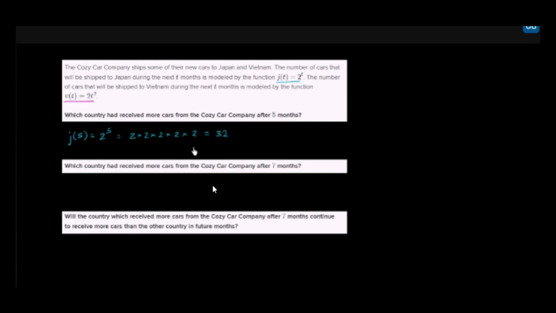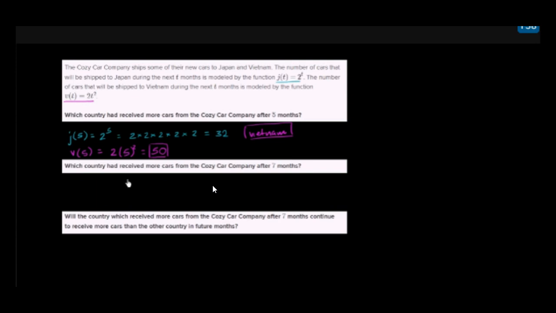So Japan will have received 32 cars, and Vietnam, so v of 5 is going to be 2 times 5 squared, which is going to be 2 times 25, which is equal to 50. So based on these two models for how much they're going to receive after t months, after 5 months, Vietnam is going to receive more cars. So I guess the answer to that is Vietnam. Vietnam will have received more cars after 5 months.